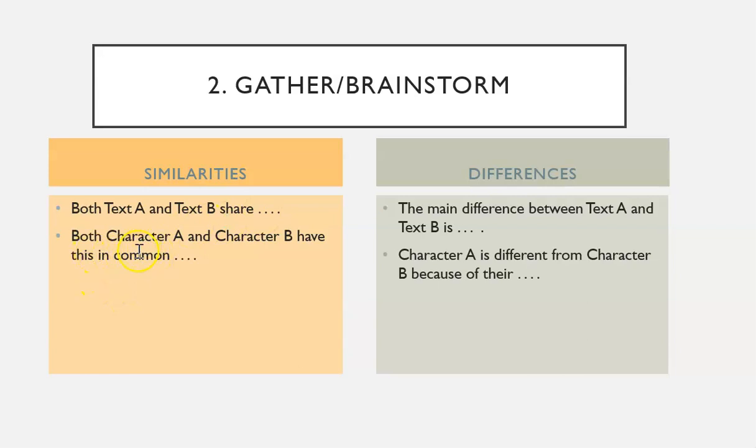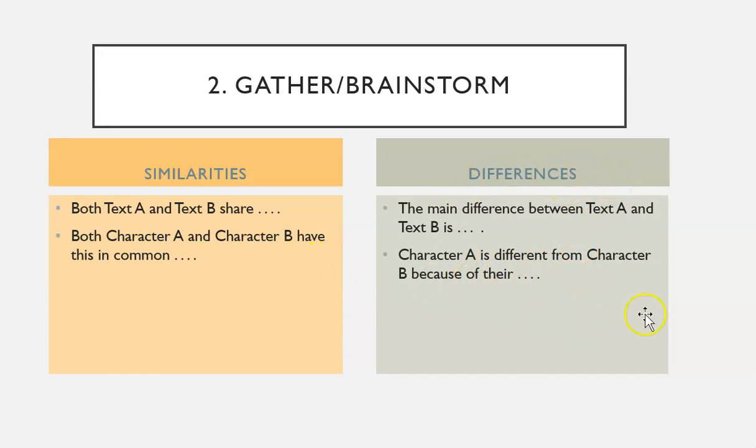Or you might say, okay, maybe I'll focus on characters. So both character A and character B have this in common. They might both be young. They might both be female. They might both be male. They might both be adolescents, or they might both be inquisitive, or they might be flawed. So they might have this characteristic in common, even though they have completely different situations. Or they might both be heroic characters that we admire, but for different reasons, that kind of thing.